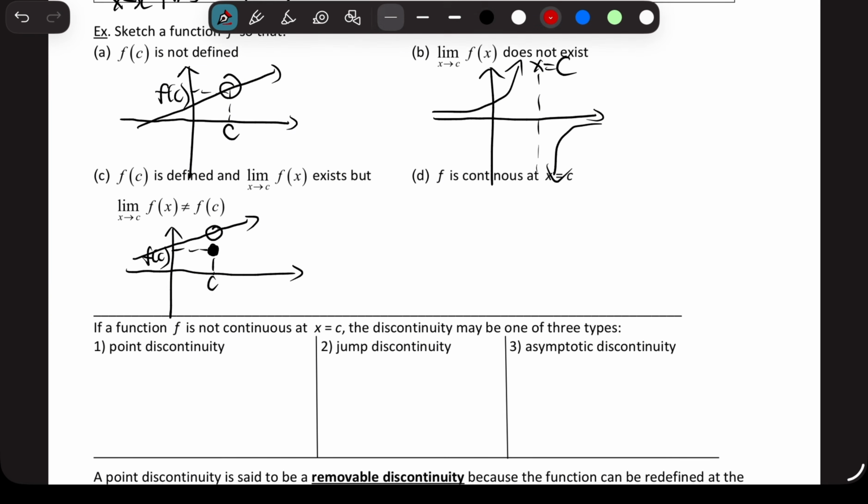What about f is continuous at x equals c? That basically means this is the most classic way. Put a closed dot over here, this is c, and the limit of f of x equals f of c.